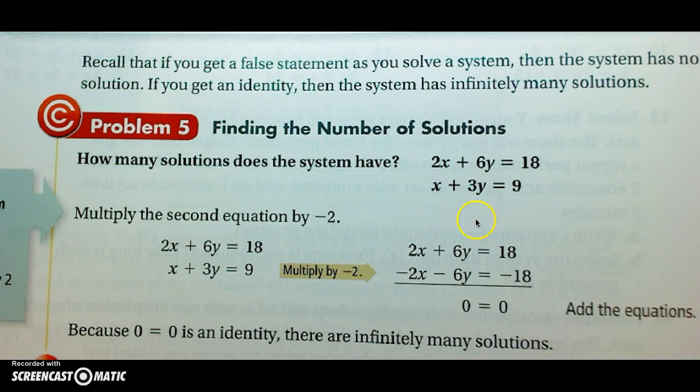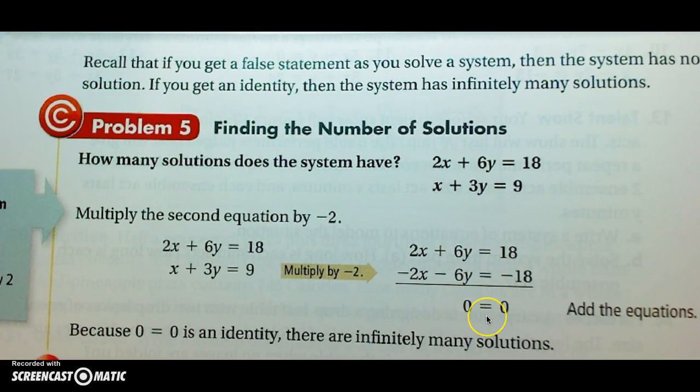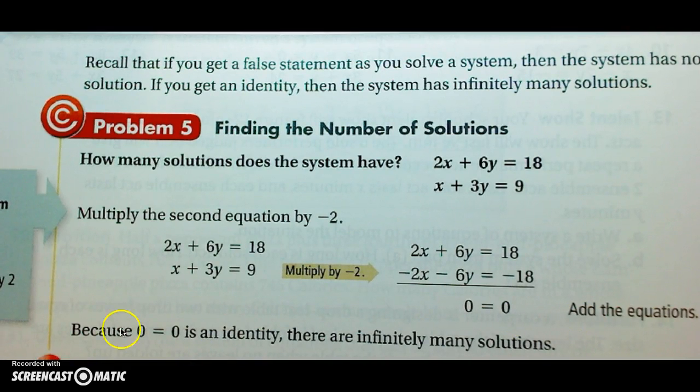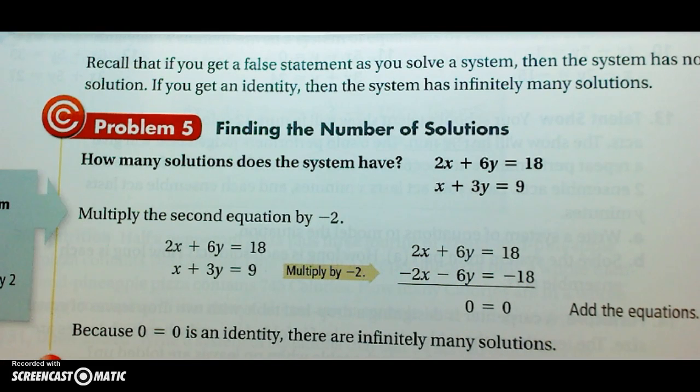So we multiply by 2 because we're going to subtract and get rid of this y, and we end up with 0 equals 0. Because 0 equals 0, it's an identity. There's infinitely many solutions. If we solved for y, or even just multiplied this by a negative, we can see they're the exact same equation.